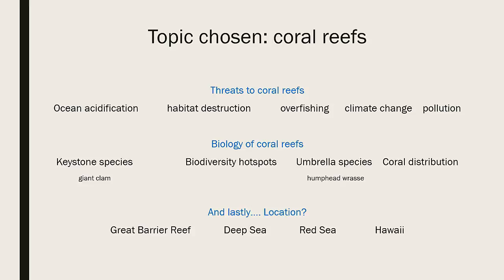You could also look at the biology of coral reefs, so keystone species like the giant clam, the fact that coral reefs are biodiversity hotspots, umbrella species like the humphead wrasse, or even coral distribution.